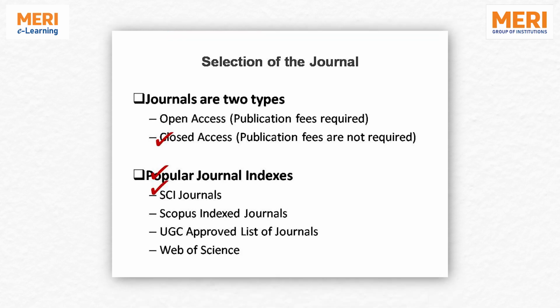Then we are selecting different types of journals in which we publish our research papers and research articles. So these are open access, meaning they require fees. They are closed access, they don't require fees. But it takes time to publish the paper in closed access.